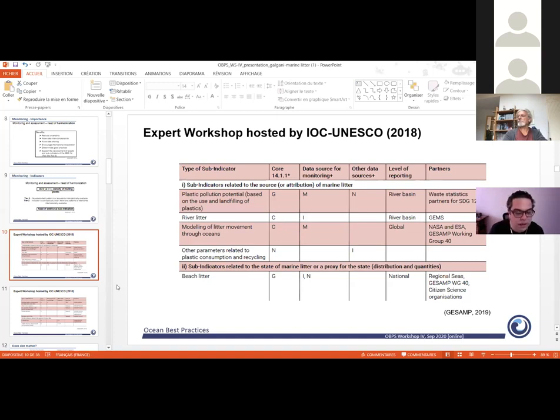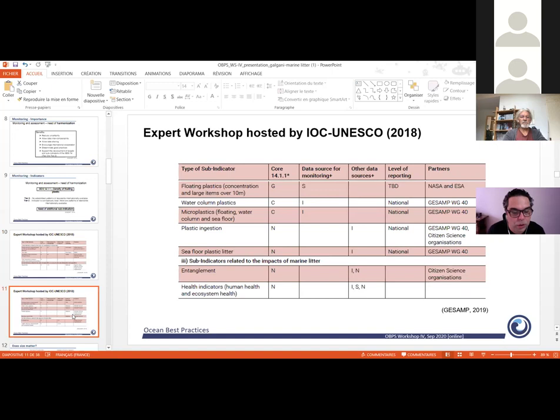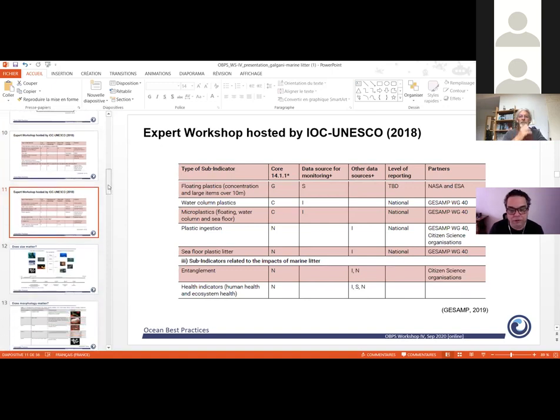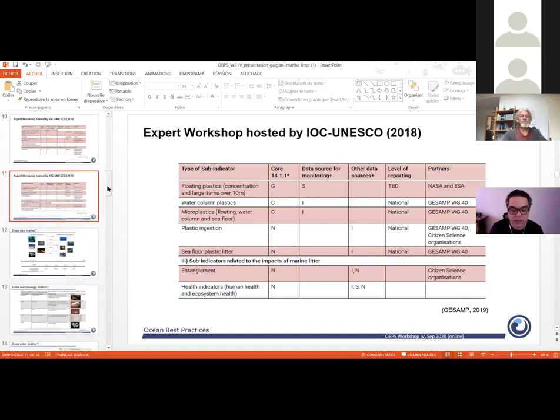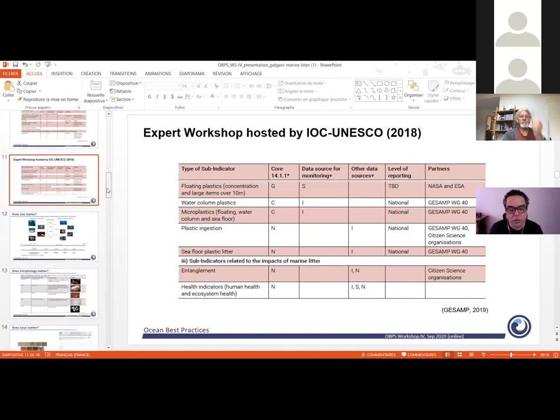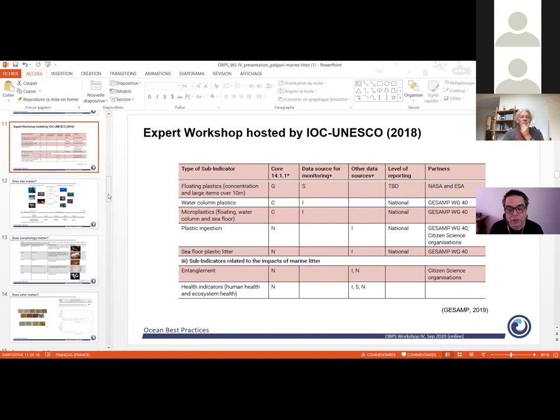Next one, please. And then besides other compartments and other aspects, we also mentioned sub-indicators related to the impacts of marine litter, which also relates to the risks of marine litter. This is really important, and this is the focus of the most recent GESAMP report, number 103, on risk assessment. And then there are several aspects which are not trivial, which are not easy to measure in this type of sub-indicator.